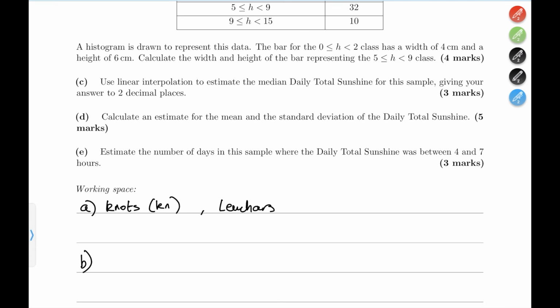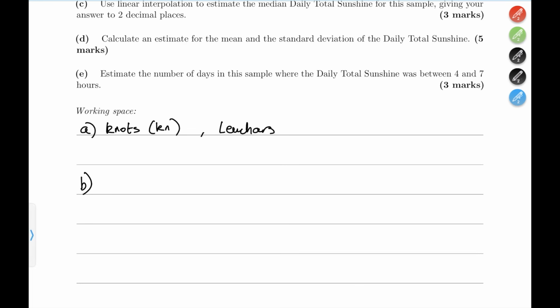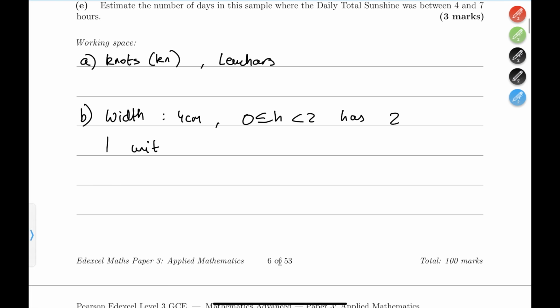So the class width, we've got 4 centimeters, okay? However, the class width is just 2. If we think about it, to go from 0 to 2, it's just 2. So the bar has a width of 4 centimeters. I'm just going to say 2, but what I mean is that on a diagram, it would just be 2 across, so you're just going 2 units. So what we can say then is 2 centimeters is one unit. So 1 unit is 2 centimeters. We're doing some scaling here.